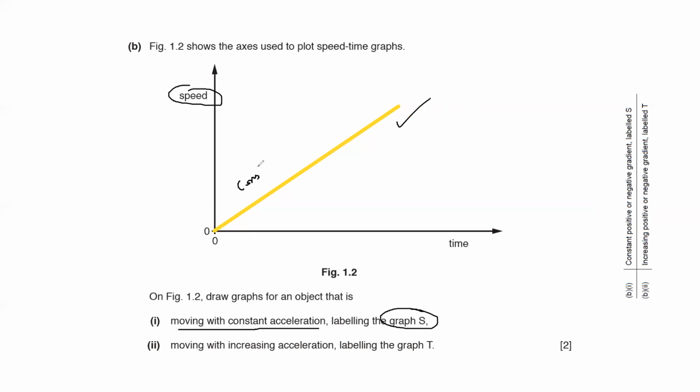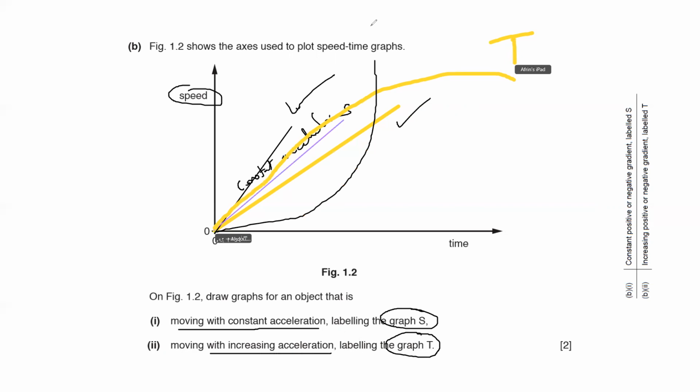This shows that it is a constant acceleration and label that as S. And there is another graph which you have to plot for an object moving with increasing acceleration and label that as T. If acceleration is increasing, so if acceleration is increasing, the slope should increase and we label that as T. This is showing that acceleration is decreasing because the slope is decreasing.